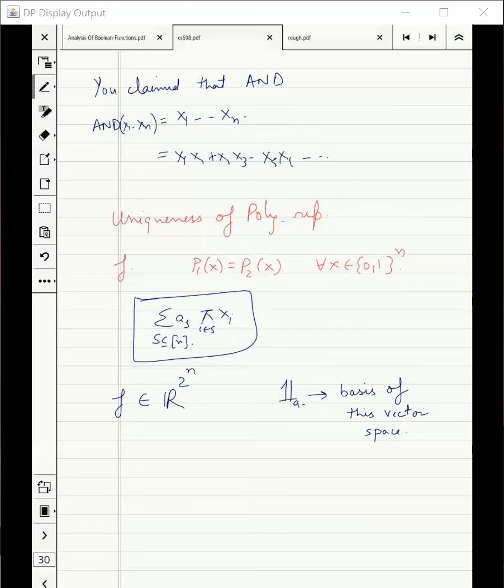And that shows that... how many indicator functions are there? 2 to the power n. Yeah, 2 to the power n indicator functions. All of them are linearly independent. That means they will form a basis. This implies this polynomial representation is unique.